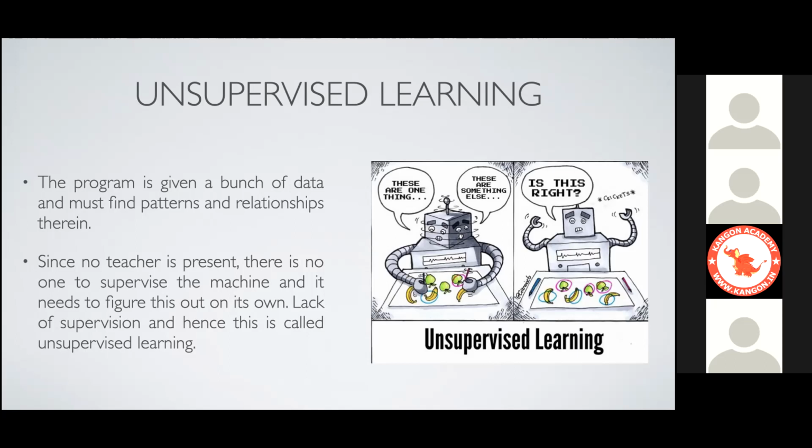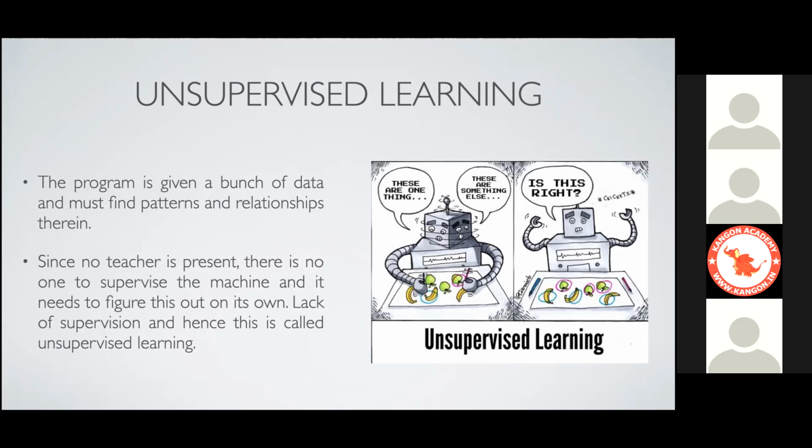I wanted to check an example. For example, we give that this is an apple, this is an orange, and this is a banana. And after that, we give the same data to test whether the machine is giving the right response or not. So that is supervised learning.